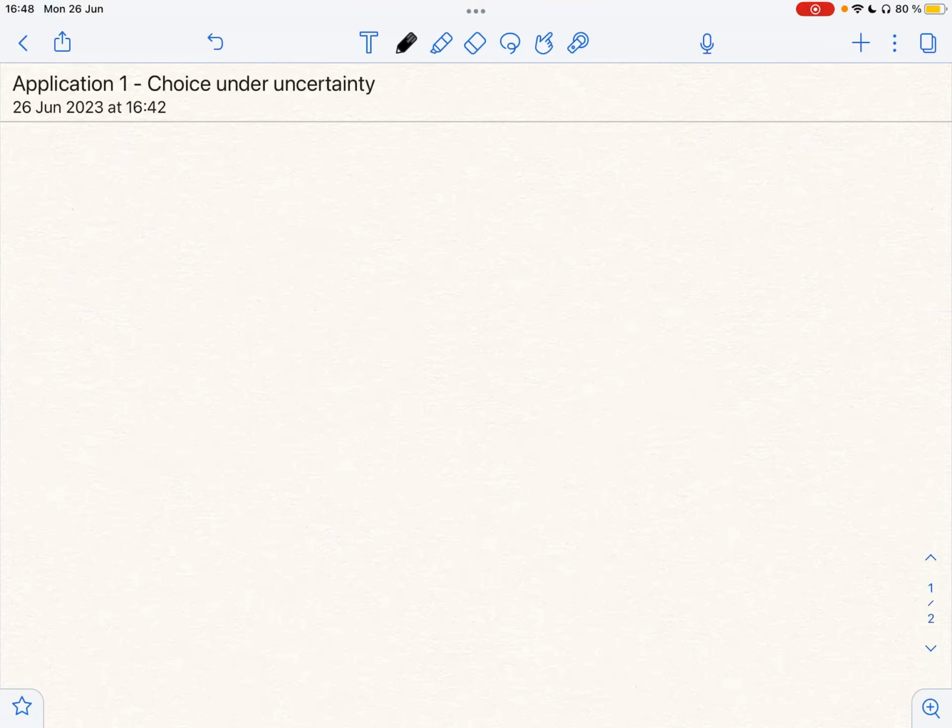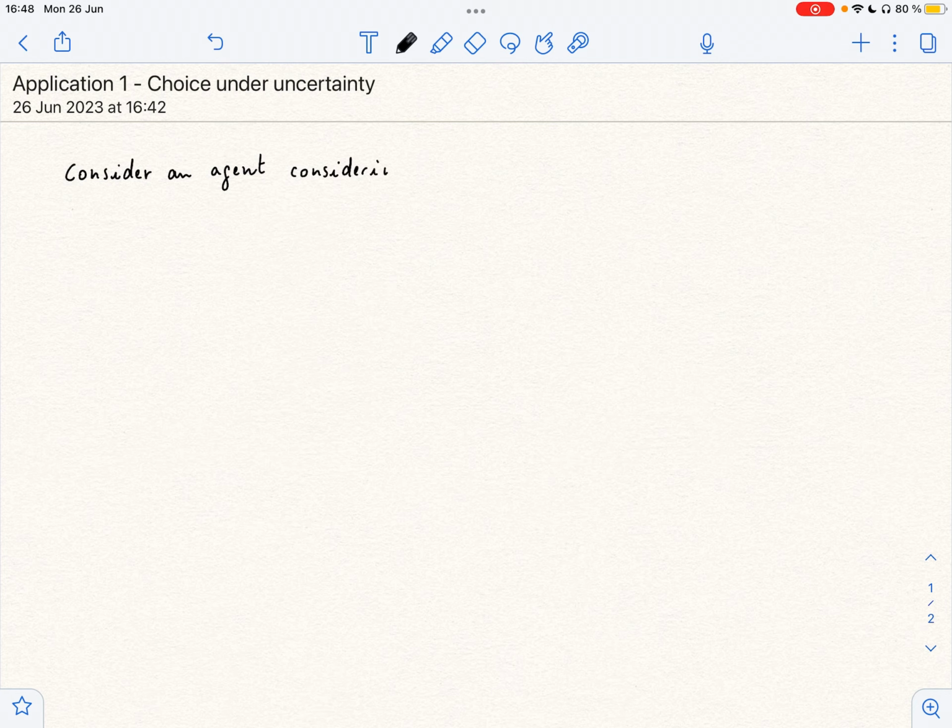All right, hello and welcome to the first application that we'll go through. So we're going to be studying a quick example of choice under uncertainty. Okay, so first we're going to consider an agent who is facing a choice between three possible alternatives. Okay, and so these alternatives could be anything you like.